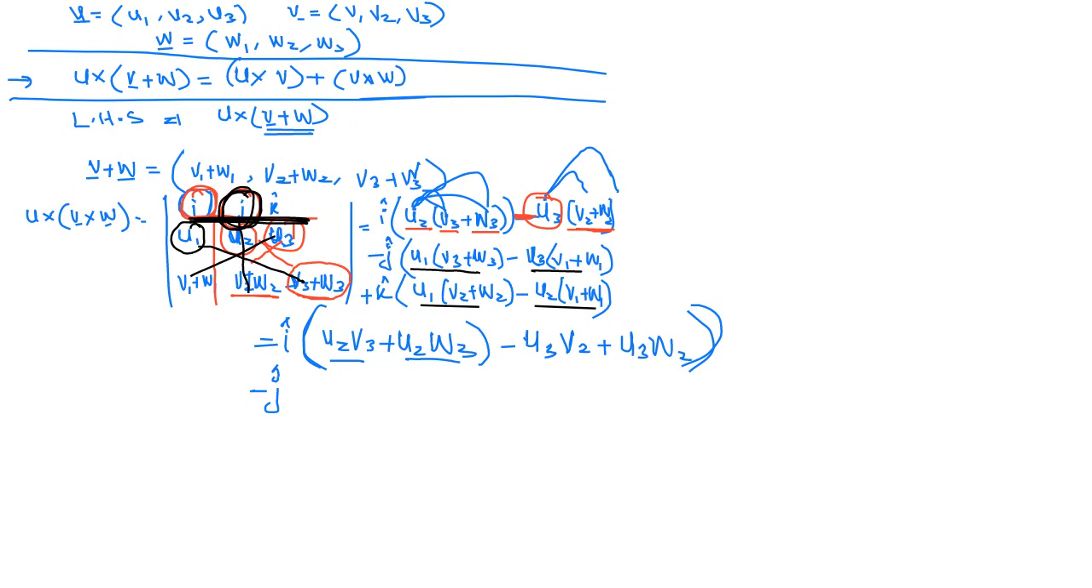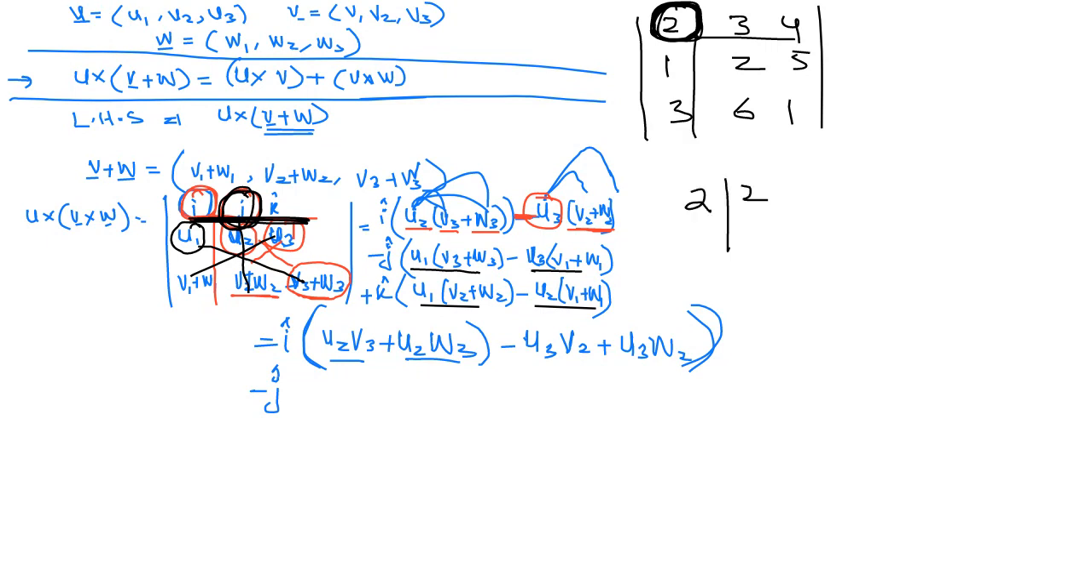In simple words I will explain with a simple example. If I take the simplest matrix, 2 3 4, 1 2 5, 3 6 1, this is the first row, and the first column you have to skip. You have to write 2, 2 5, 6 and 1. So 2 multiplied by 1 is 2, and 5 multiplied by 6 is 30. I write this directly.